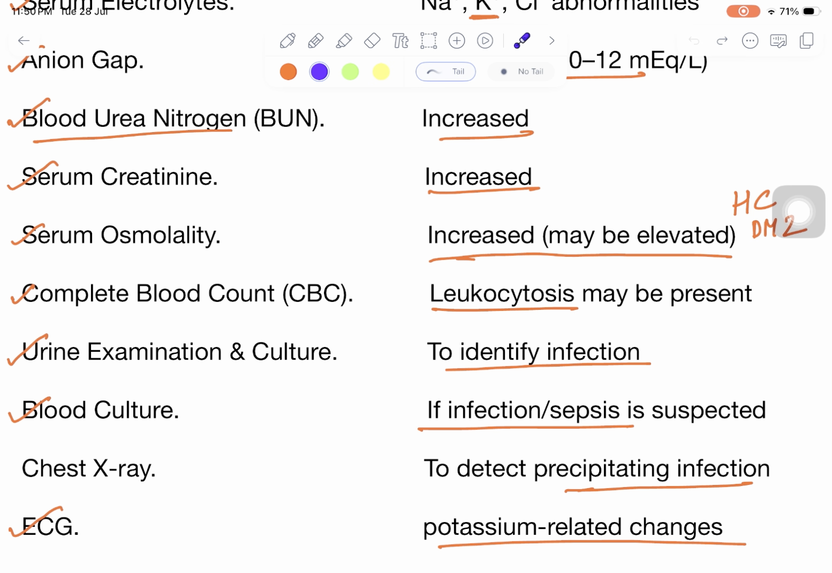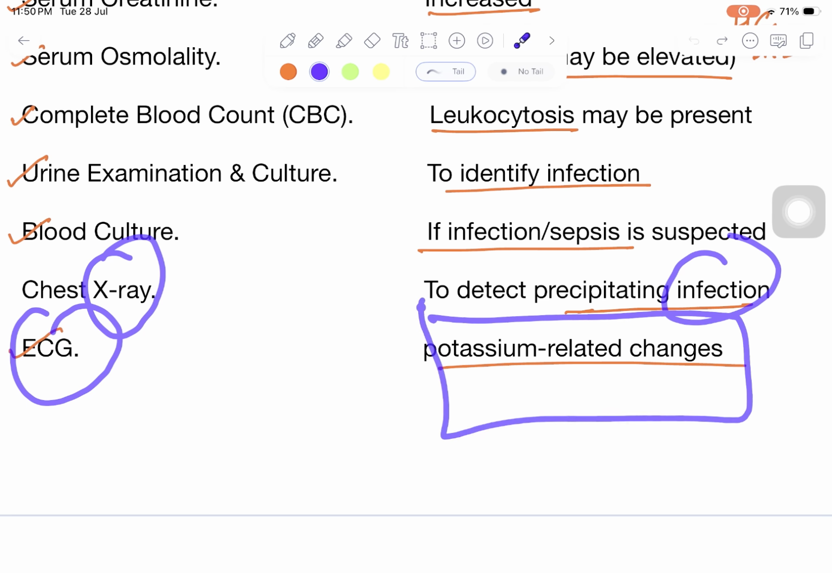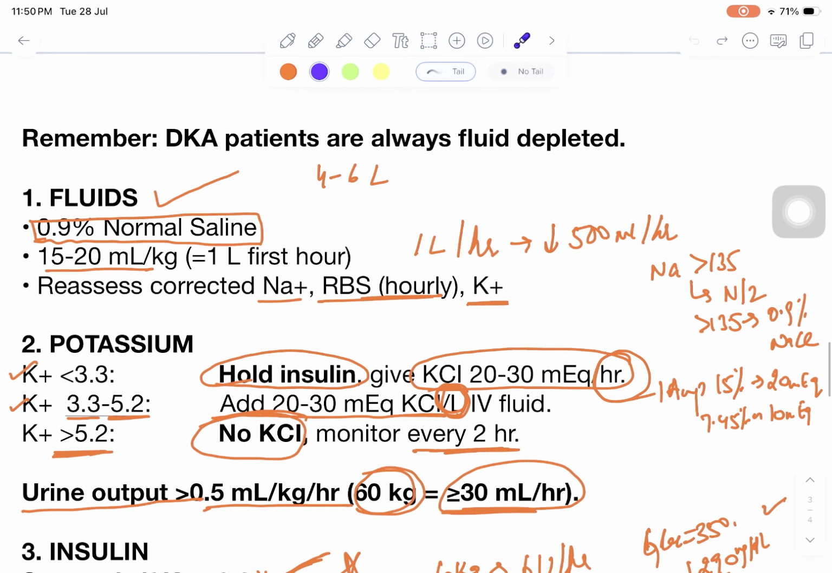You have to look for serum osmolality, which may be elevated, but it is mainly elevated in type 2 diabetes mellitus. Then you have to do CBC for looking at leukocytosis, then urine culture, blood culture for any source of sepsis, chest x-ray for any infection, then ECG for potassium related changes or MI related changes.